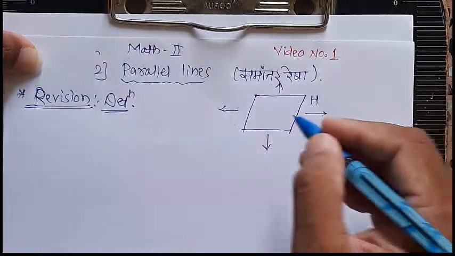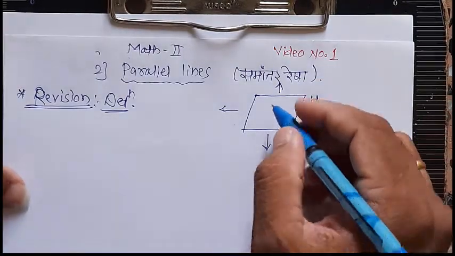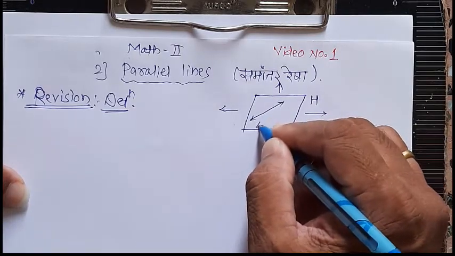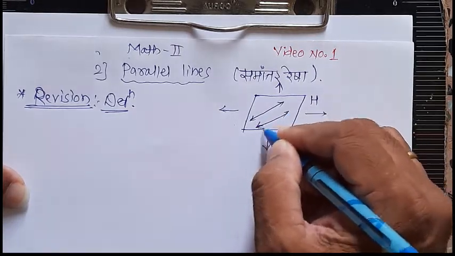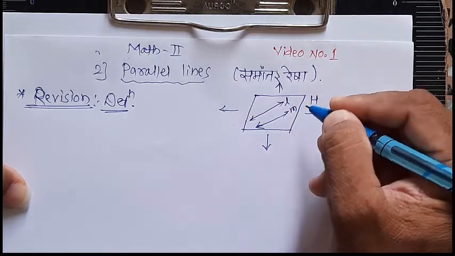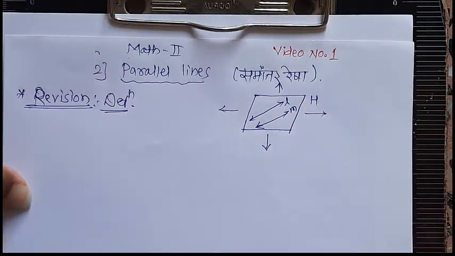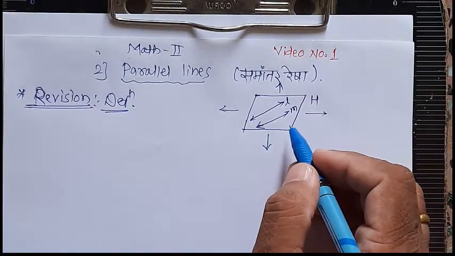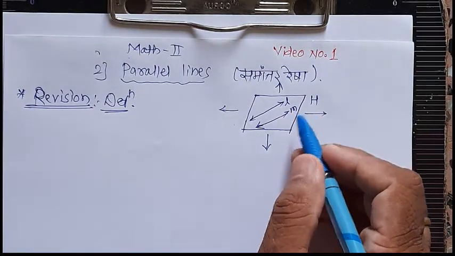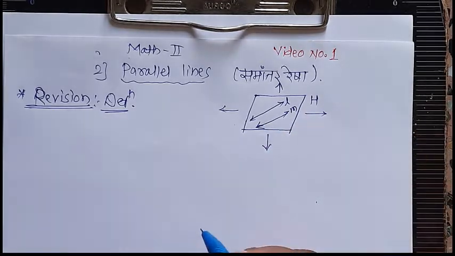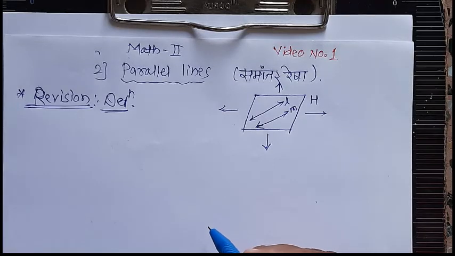In that plane we draw two lines such that these two lines do not intersect each other, namely L and M. So the definition is: the lines in the same plane which do not intersect each other are called parallel lines.